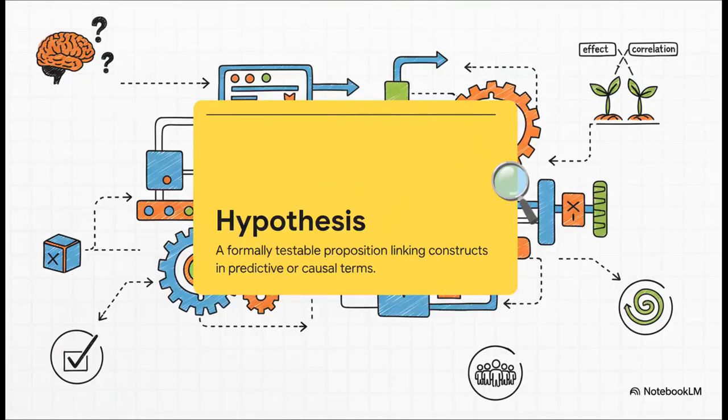Ingredient number one, it all starts with a hypothesis. You know, this is just your core question, but stated in a way you can actually test. So instead of a vague idea like music might help sales, you make it super specific. For example, playing classical music in a coffee shop will increase average customer spending. See that? It's a clear, testable claim. We can prove it right or prove it wrong.